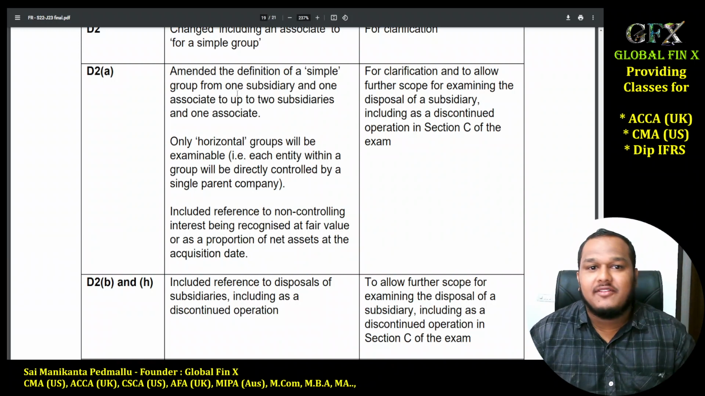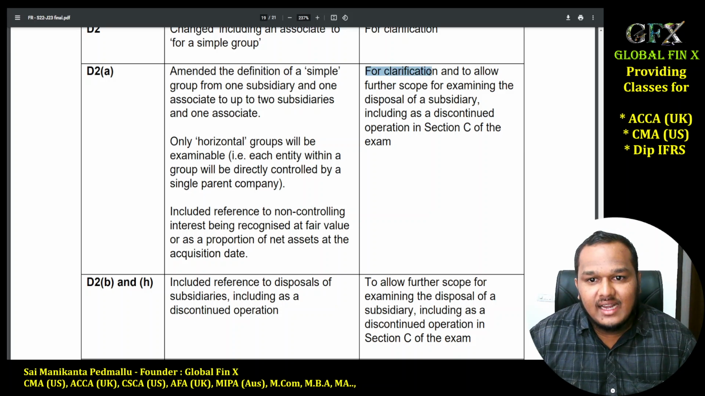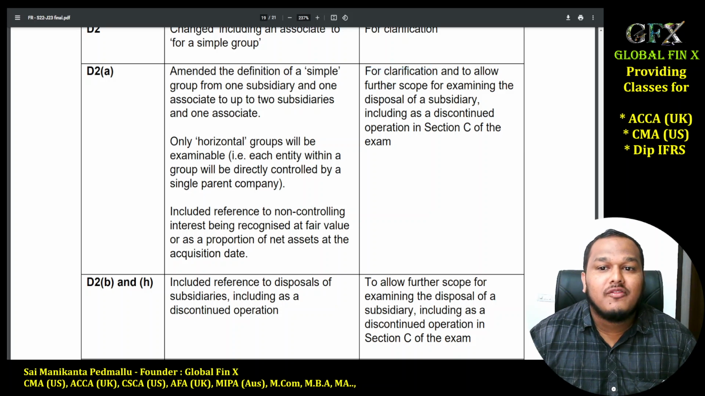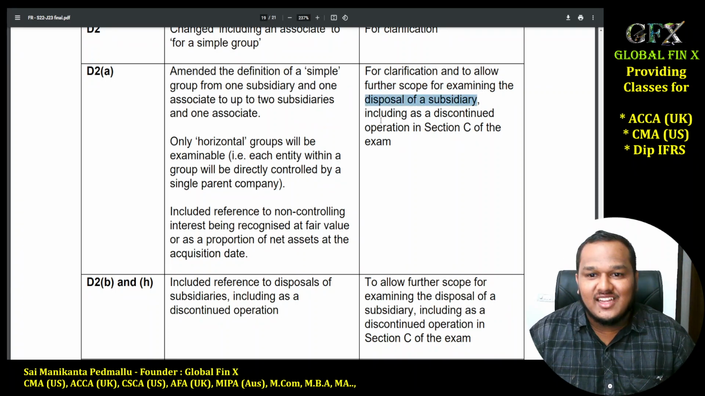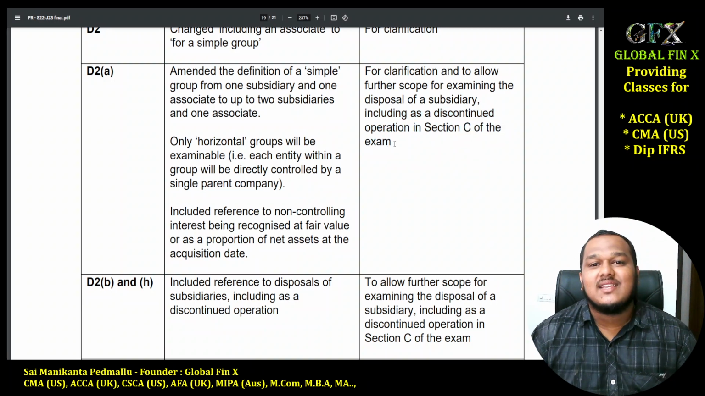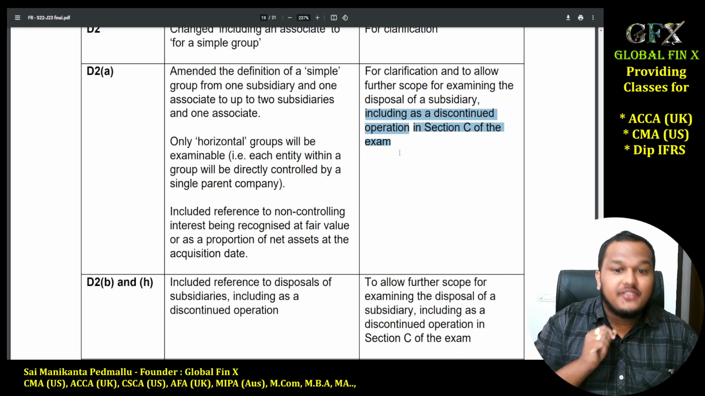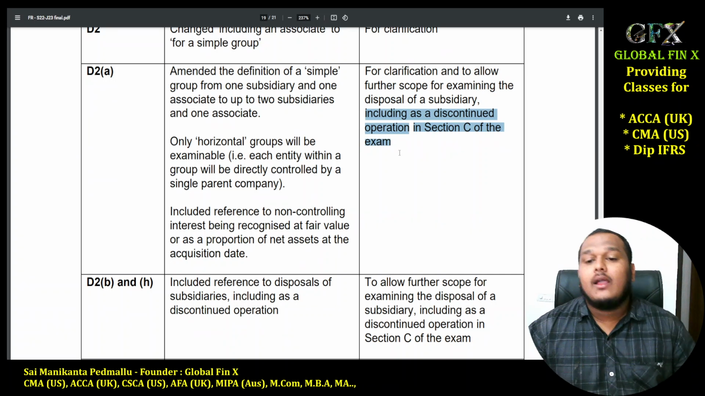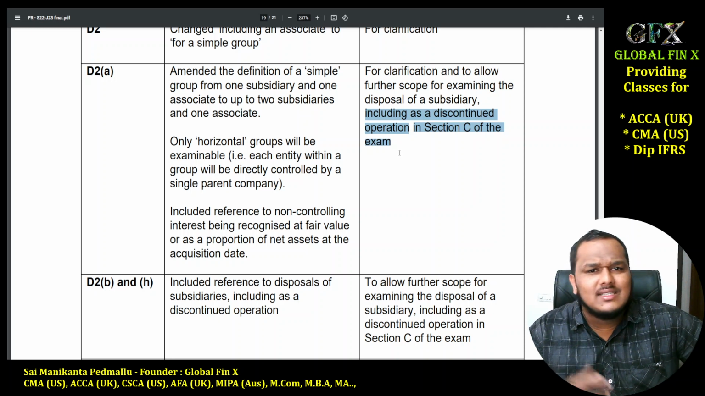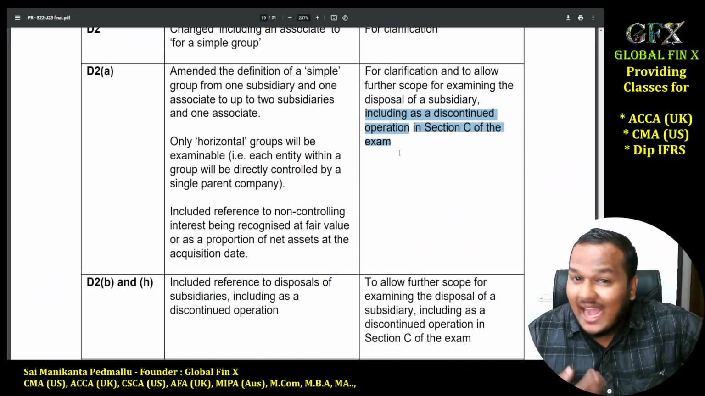they are giving you a definition of a simple group here. So look at this. This is for clarification and to allow further scope of examining disposal of subsidiary, which we already cover in our lectures, including as a discontinued operation in section C of the exam. So this part is slightly relevant for you guys to pay attention to. I'm not saying there are syllabus changes. This is not a concept change or anything like that. Nothing is being added also.